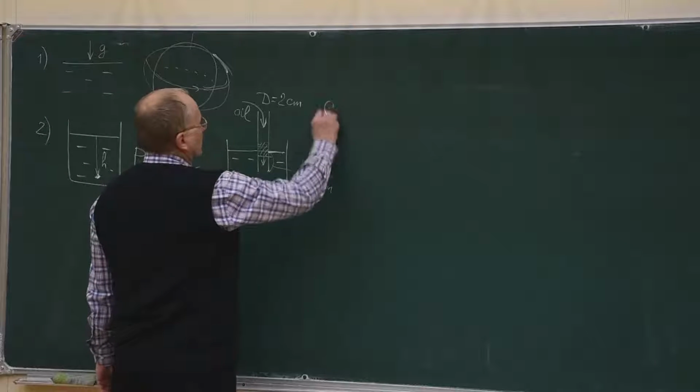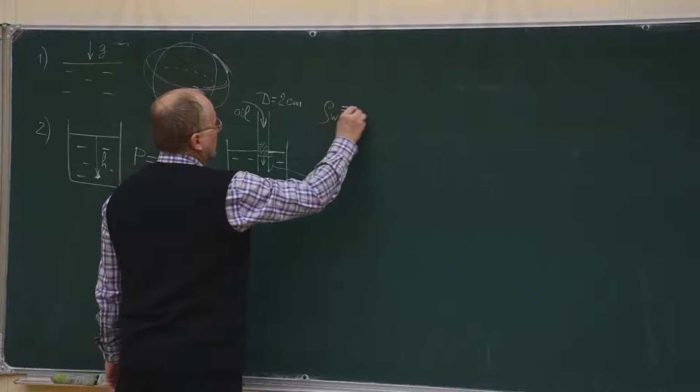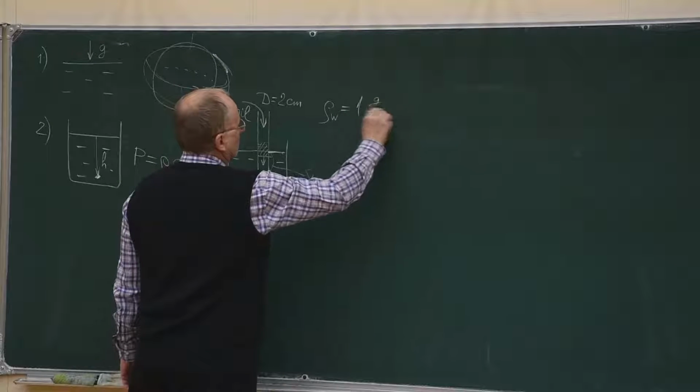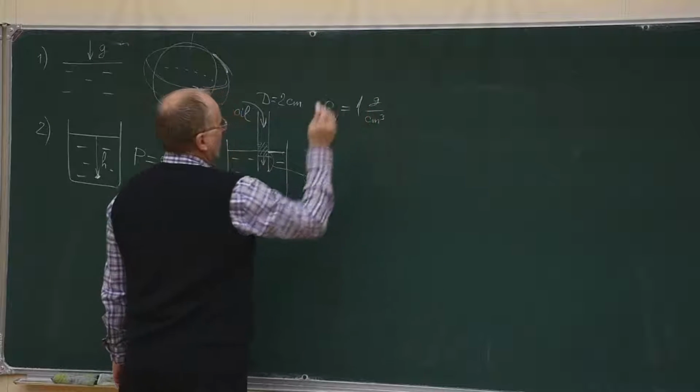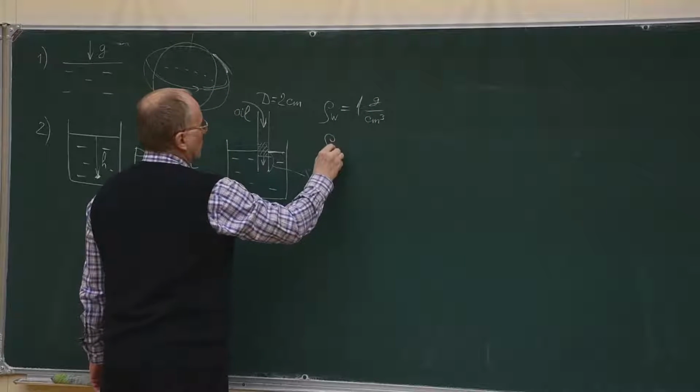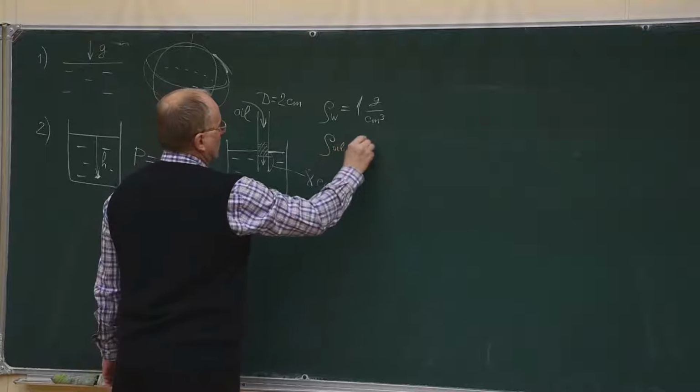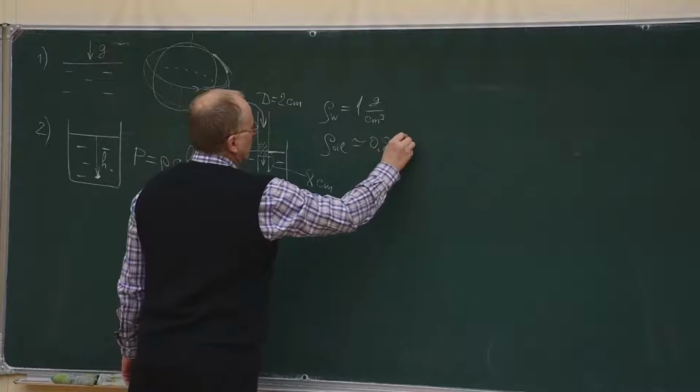And we know that the density of water is 1 gram per cubic centimeter, and the density of oil is about 0.8 gram per cubic centimeter.